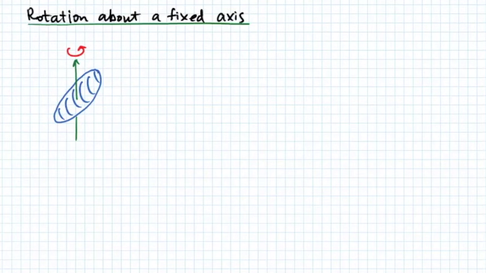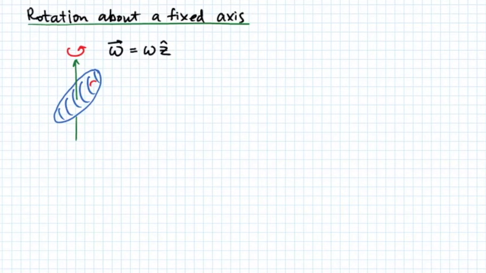Rotation about a fixed axis. Consider a rigid body, shown in blue, that rotates around a fixed axis. We'll align angular velocity of rotation along the coordinate z axis.